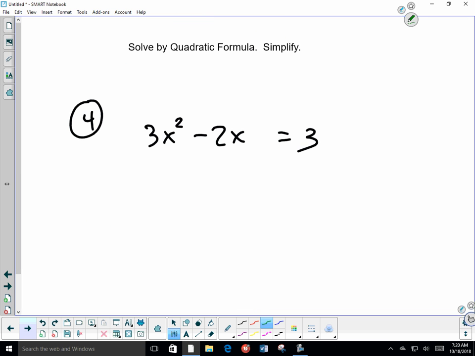All right, let's take a look at number 4. Here you're solving by a quadratic formula. So in this case, you can't use quadratic formula unless you have everything over on one side. So let's subtract 3 from both sides, and then we get 3x squared minus 2x minus 3 equals 0.